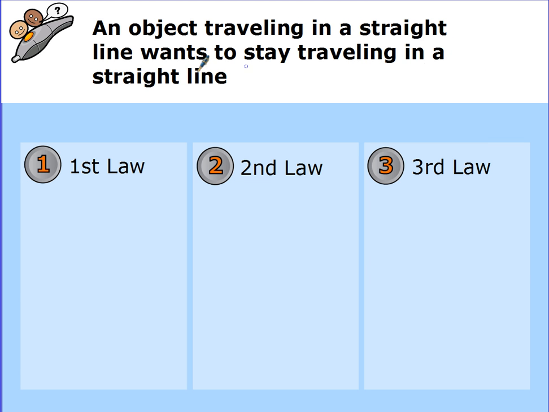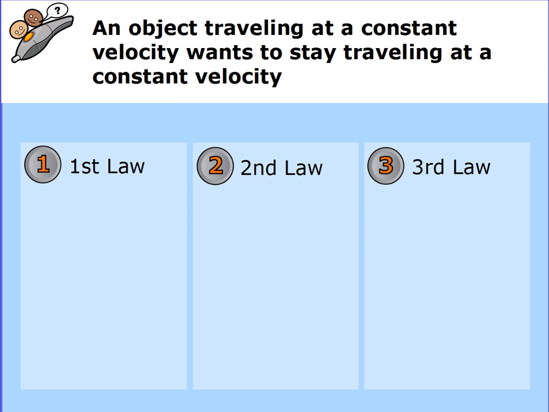An object traveling in a straight line wants to stay traveling in a straight line. That's the law of inertia. It doesn't want to change. An object traveling with constant velocity wants to stay traveling at constant velocity. First law. See how picky we get with these.